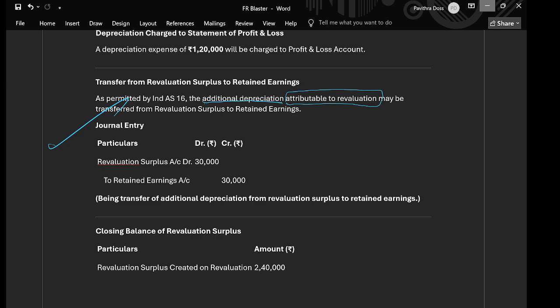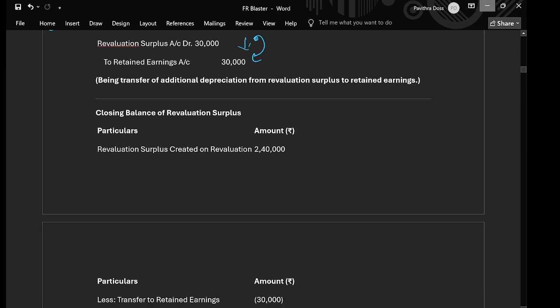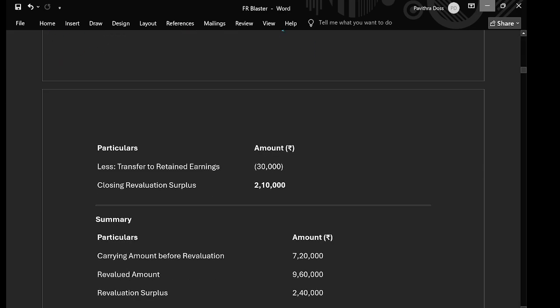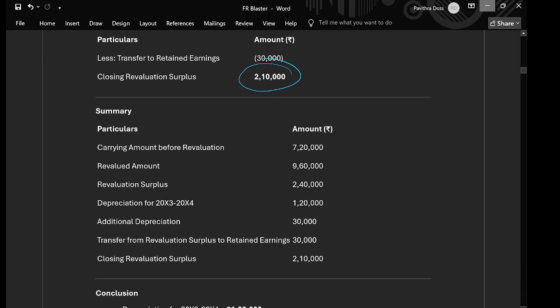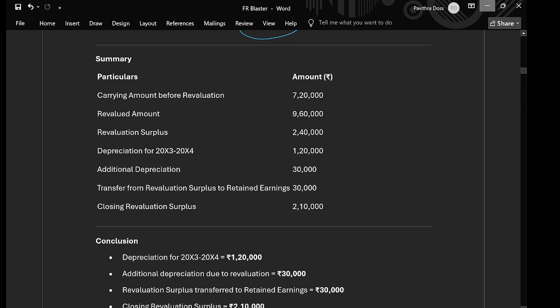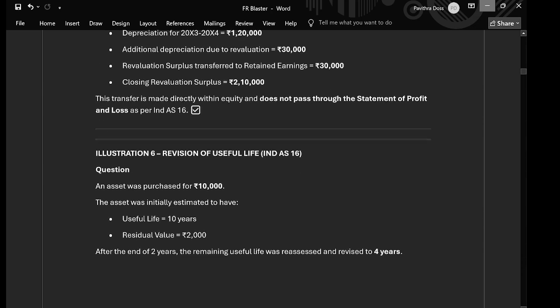So because of that we are increasing the value. This will be transferred from revaluation surplus to the retained earnings, which will reduce the revaluation surplus, and that amount we will post to the retained earnings. So this is the point in here, right? And after doing it for the first year, the closing balance in the revaluation surplus will be 2,10,000. This is where the question ends for us.